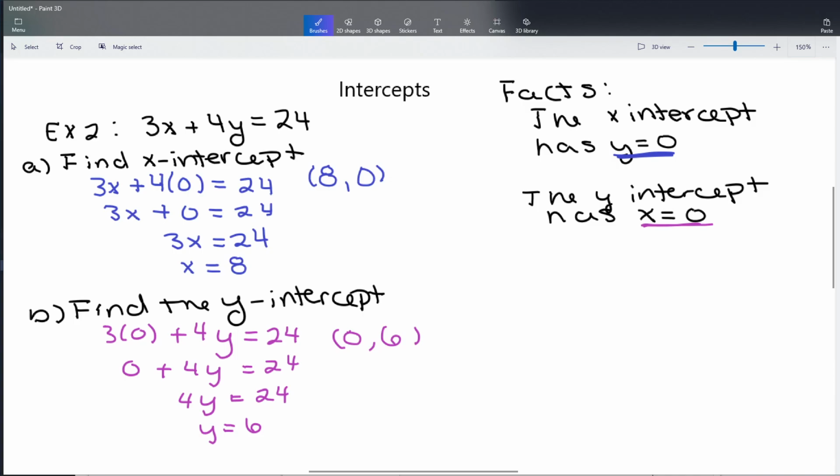The biggest mistake that I see with these problems is that instead of listing the 2 points separately, students will try to combine them. But the x and y intercepts in general are going to be 2 different points.